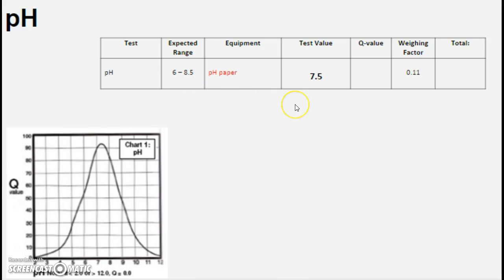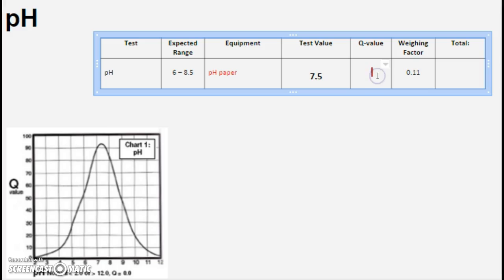Now I'm going to go with pH. pH is an easy one here. pH had an average of 7.5. I follow this up, and I get yet another 92. And 92 times 0.11, do that on my calculator real quick, I get 10.12.